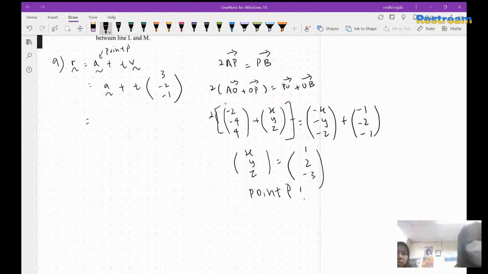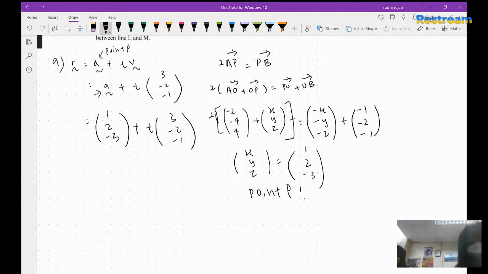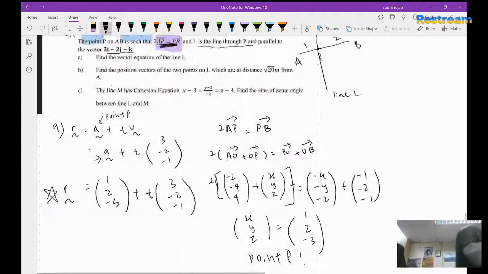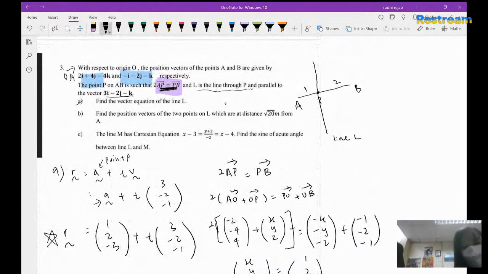So now we're just going to sub the point P in as the vector A over here. And this is our equation of line L. So we solved part A already. Now we're going to question B. The question says that there are 2 points on L, and the distance is square root 20 from A. So look at the question here.